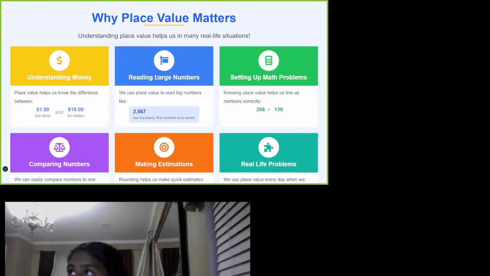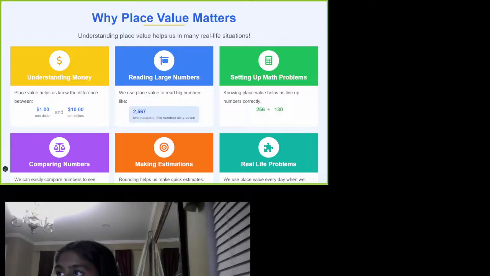Okay, so why place value matters. Understanding place value helps us in many different situations. So it helps us determine the difference between money. So if you have $1 and $10, you can determine the place value by looking at the zeros in the ones and tens place, which can determine the value of the amount of money that you have.